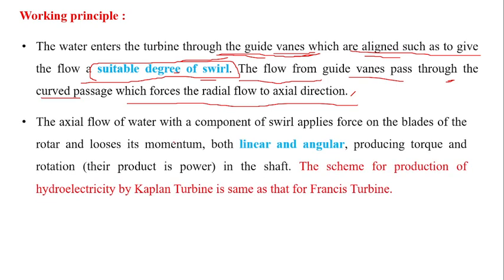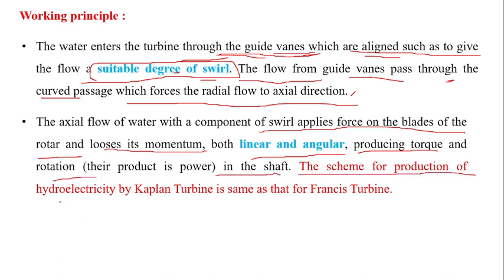The axial flow of water, with components of swirl, applies force on the blades of the rotor and loses its motion, both linear and angular. The linear and angular momentum change produces torque and rotation in the shaft. The scheme of production of hydroelectricity by the Kaplan turbine is the same as that of the Francis turbine: the water flows through the runner, strikes the vane blades, and they start rotating.